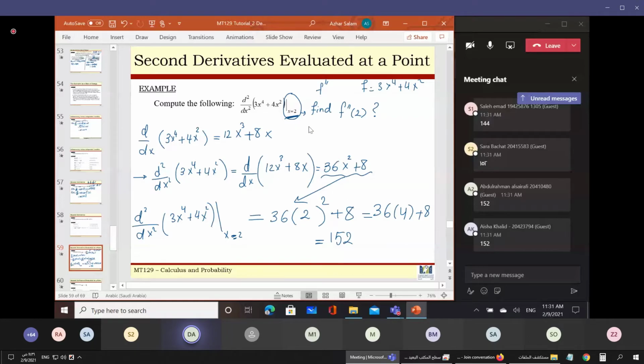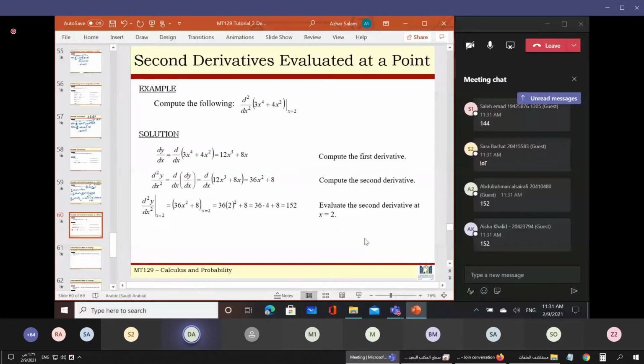Just remember to not substitute until you find the second derivative. Only in the second derivative do I substitute, not in the original function. I have to differentiate twice, then substitute in the second derivative. Okay, this is the same result, 152.